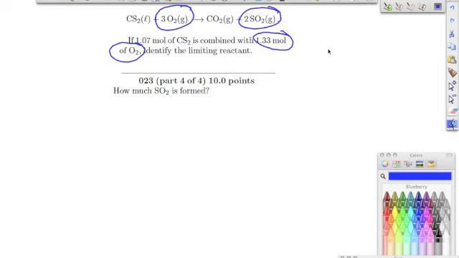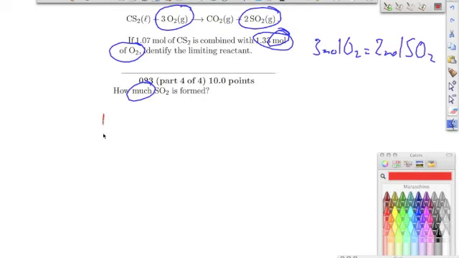So the first thing we do is write down our mole ratio. We know that we have 3 moles of O2 equals 2 moles of SO2. So 3 moles of oxygen equals 2 moles of sulfur dioxide. It wants to know how much is formed, and it just wants it in moles. So we're starting with moles, we're going to moles, so all we need is our mole ratio.